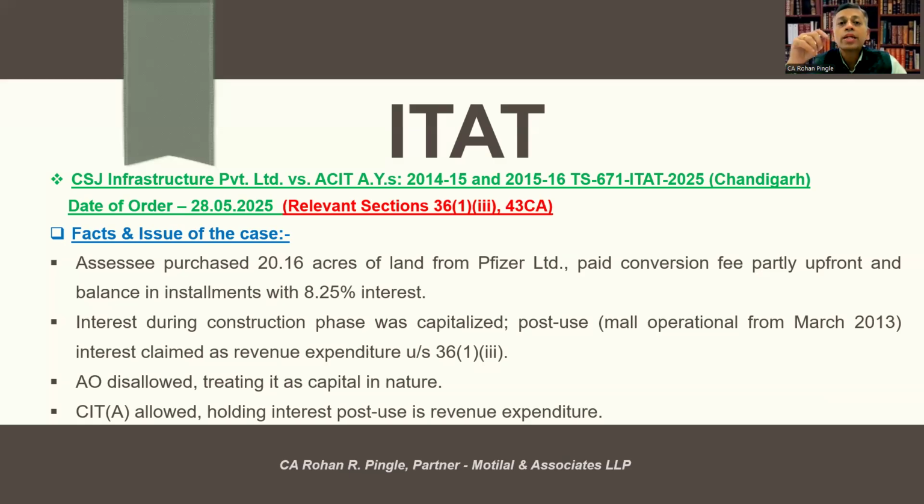Assessee purchased 20.16 acres of land from Pfizer Limited, paid conversion fee partly upfront and balance in installments with 8.25% interest. Interest during construction phase was capitalized. Post-use, that is mall operational from March 2013, interest was claimed as a revenue expenditure under section 36 subsection 1 clause 3. AO disallowed it, treating it as capital in nature. CIT appeals allowed, holding interest post-use is revenue expenditure.